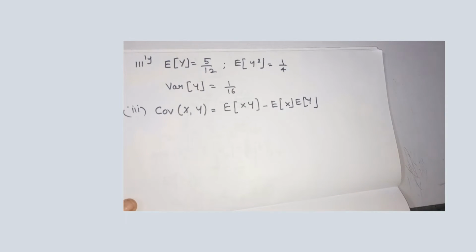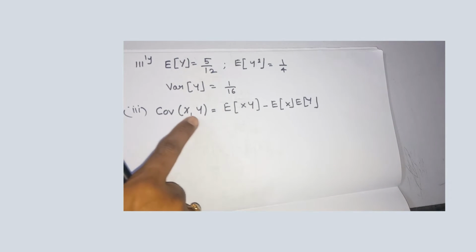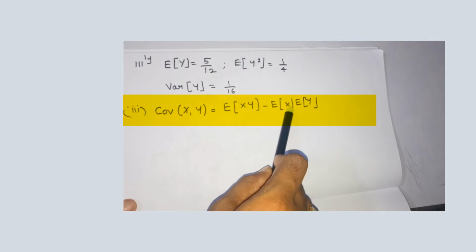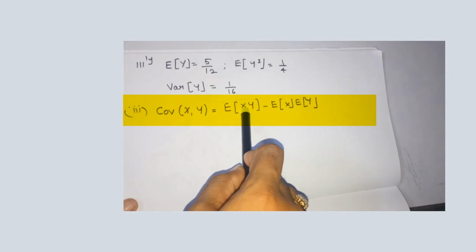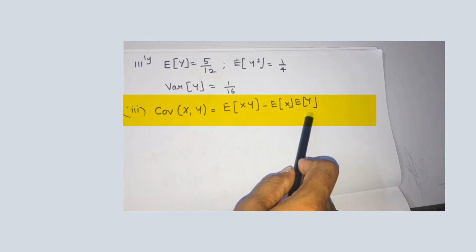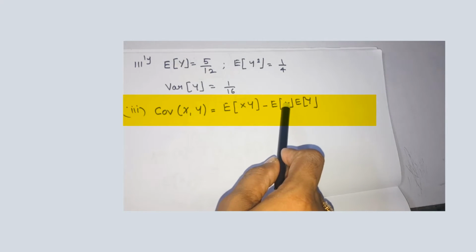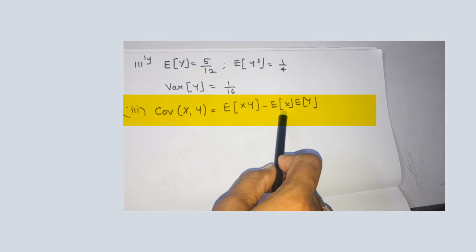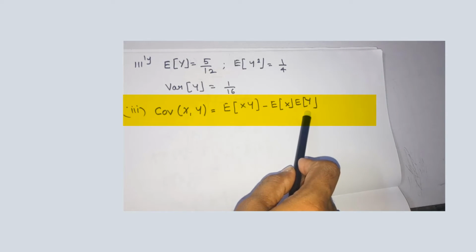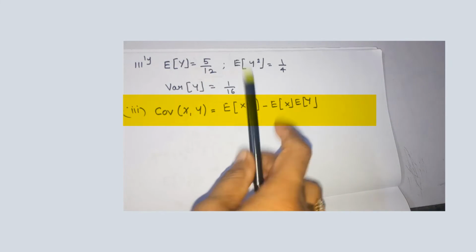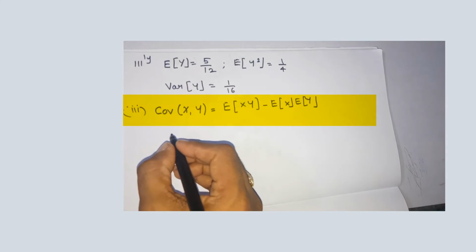Okay, the formula is covariance of x comma y, that means it is for two variables, is E of xy minus E of x E of y, expected value of xy minus expected value of x, expected value of y. We have already found the value of expected value of x and expected value of y, but we don't know the expected value of xy. So how do we find expected value of xy?